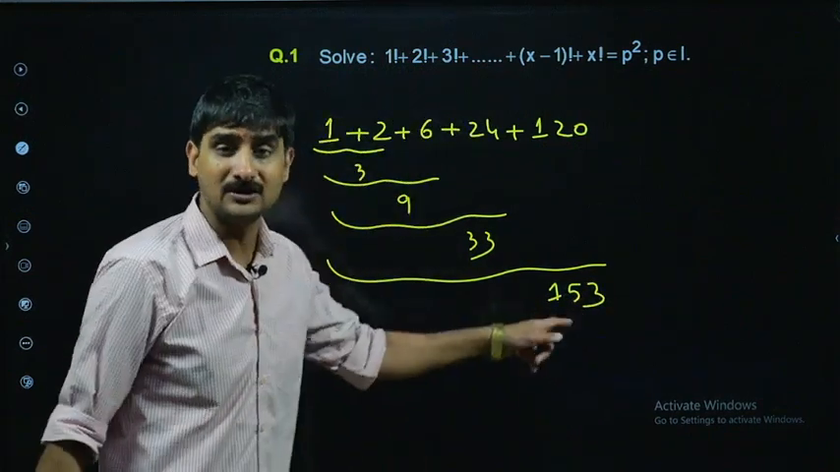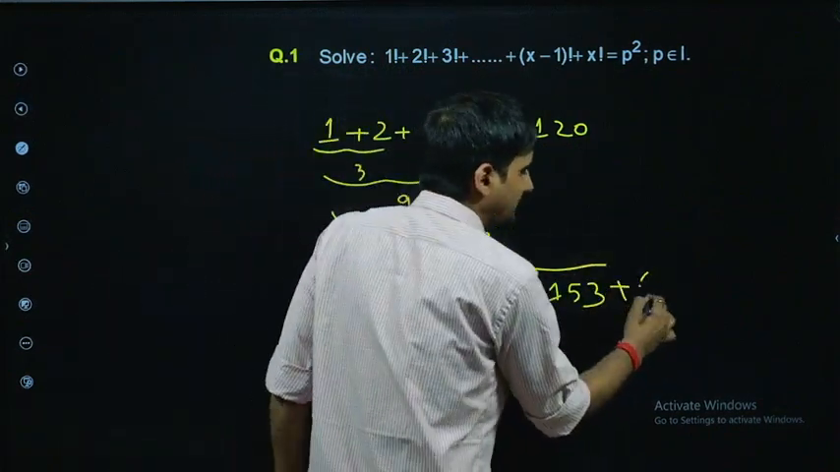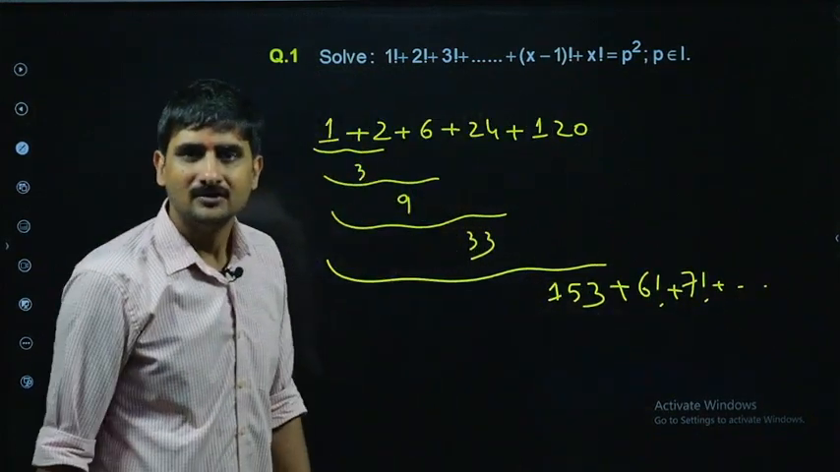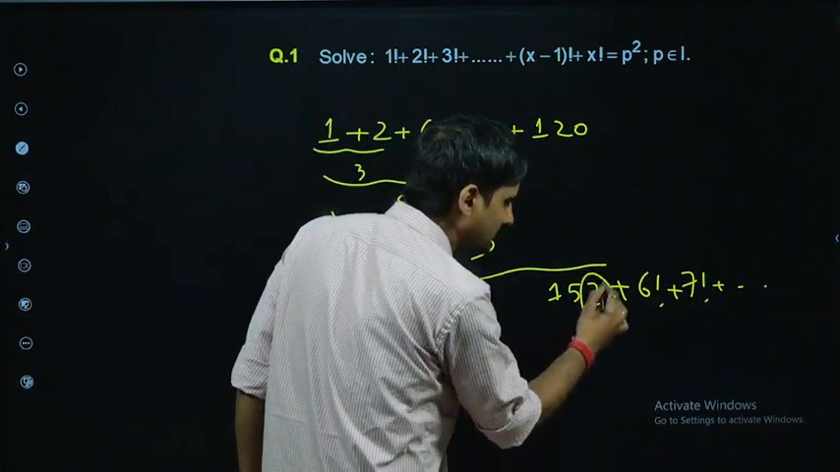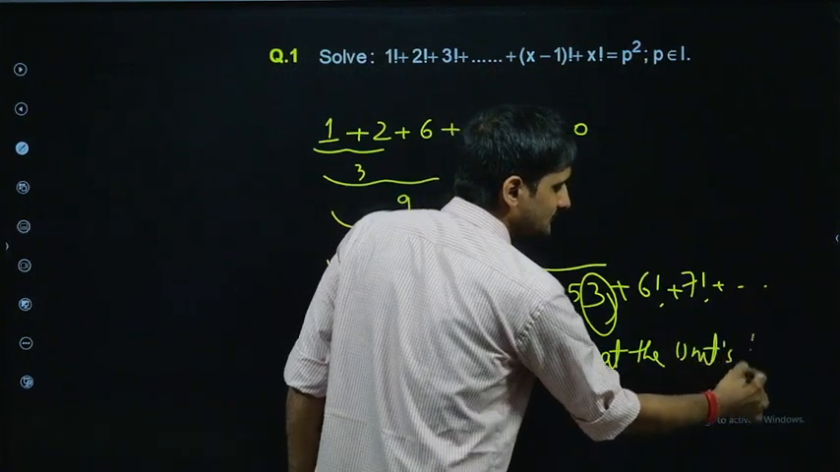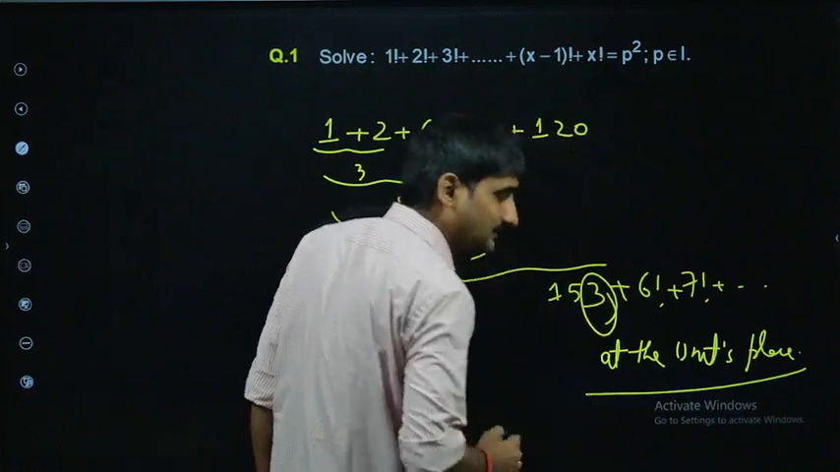Now from here onwards, if you add any number of factorials after 5 factorial, you will always have 3 at the units place. All of you agree or not, bacho? We will always have 3 at the unit place.